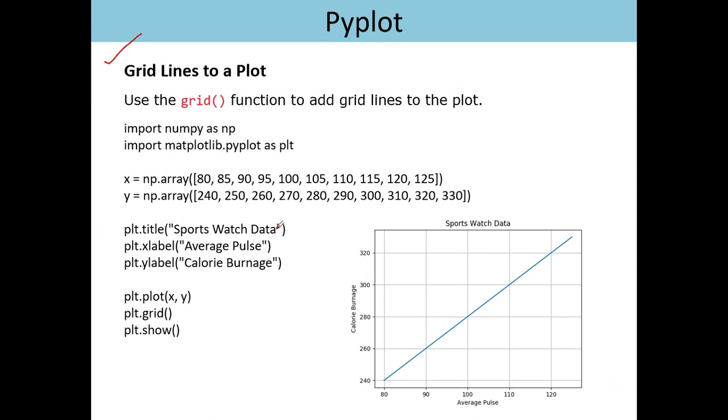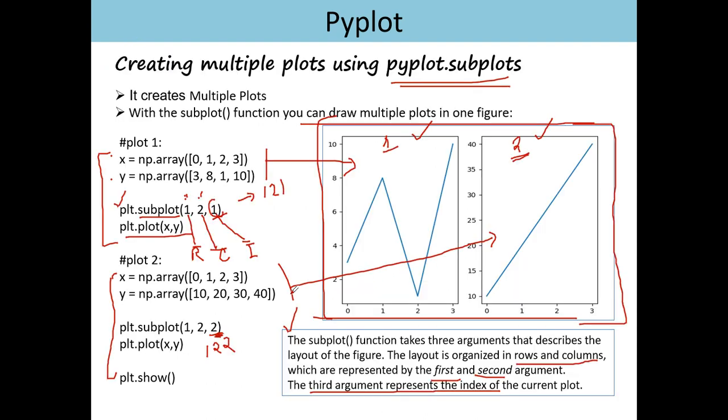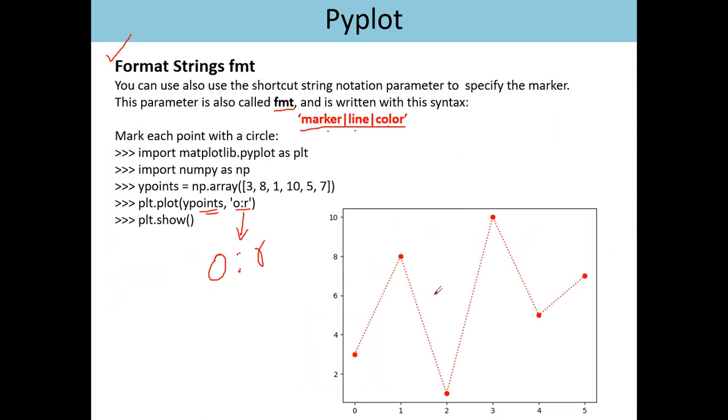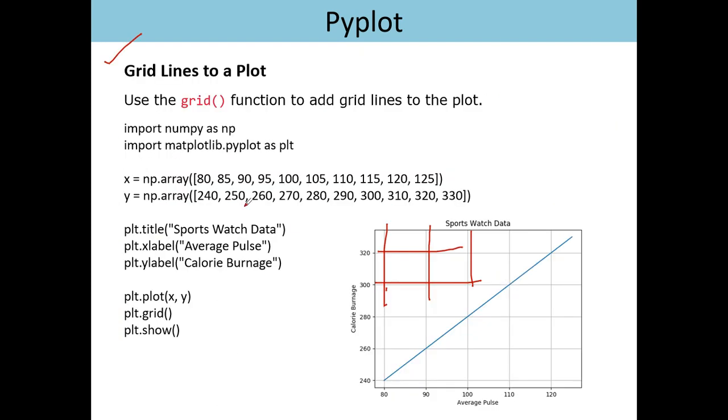Then something called grid lines. Now, what are grid lines? You all know, these are grid lines. Usually these grid lines were not there. See here, there are no grid lines. That can also be there in a plot by using this method, plt.grid. Everything else is the same, there is nothing new.